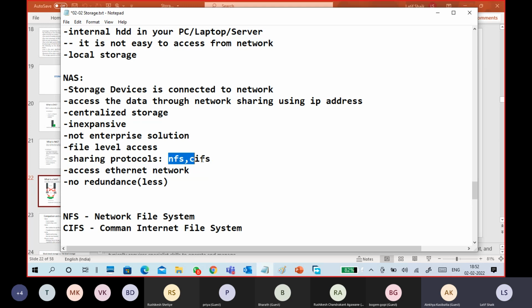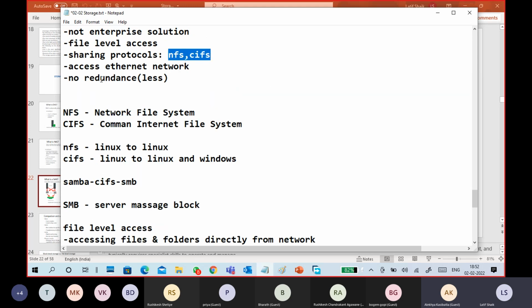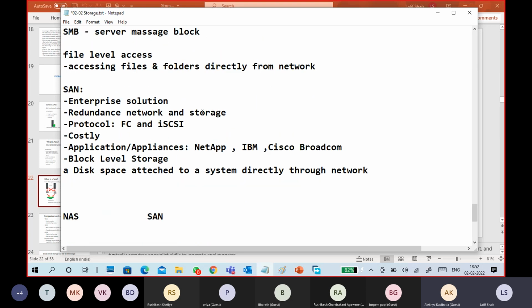Next one: NAS means we use sharing protocols to access the data, like NFS and CIFS protocols. We use an Ethernet network to access the data. In a SAN, we use FC and iSCSI protocols and we use fiber optical connections. Fiber optical channel connections we use.